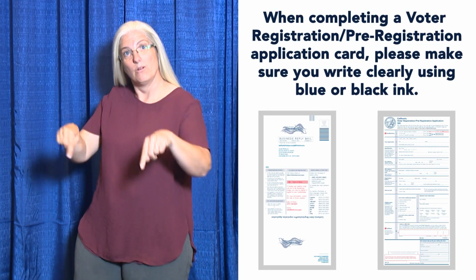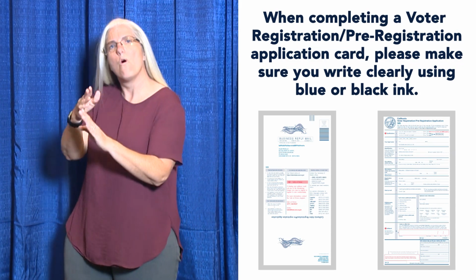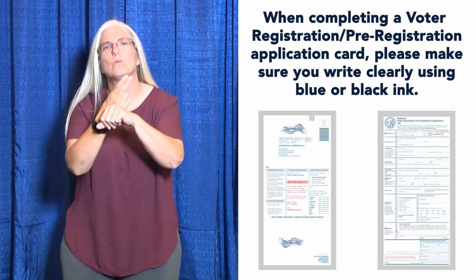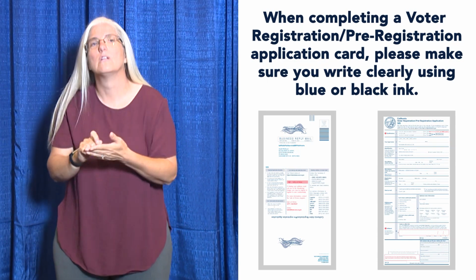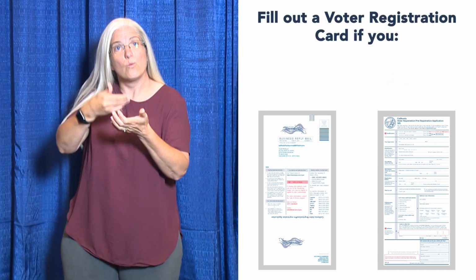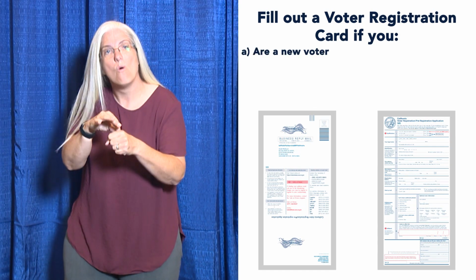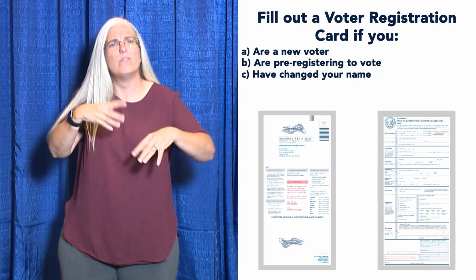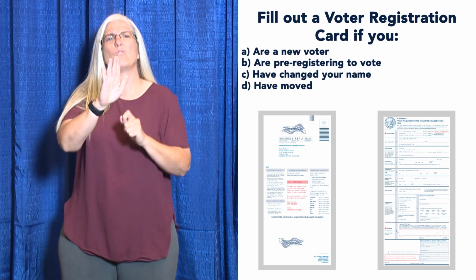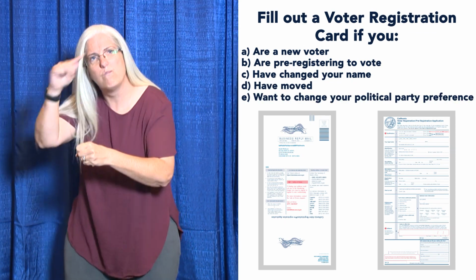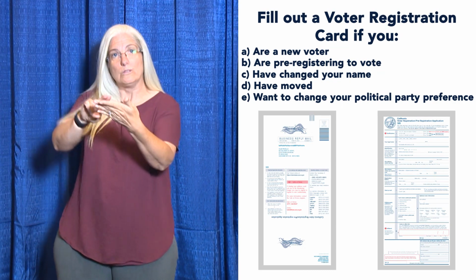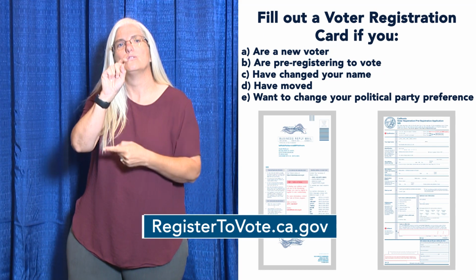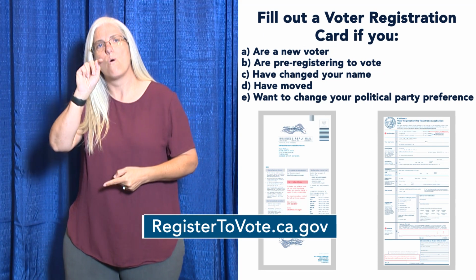When completing a voter registration/pre-registration application card, please make sure you write clearly using blue or black color ink. Fill out a voter registration card if you: A. are a new voter, B. are pre-registering to vote, C. have changed your name, D. have moved, or E. want to change your political party preference. You can also register to vote online at registertovote.ca.gov.